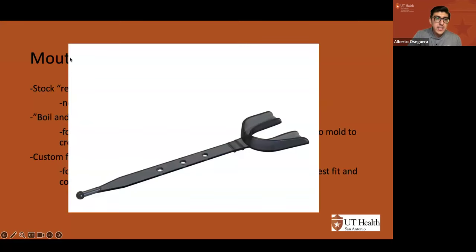So really quick, I just wanted to talk about some mouth guards. So this is your stock mouth guard. This is essentially what you'll get just over the counter. You'll go to a local store and you'll just pick it up. And the way these work is you just literally put it in your mouth. There's no adjustment to it. There's no molding to it. These aren't great because, one, they may not fit appropriately, and they don't provide the best protection.